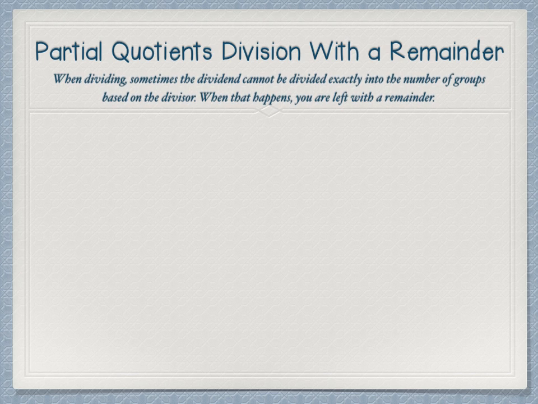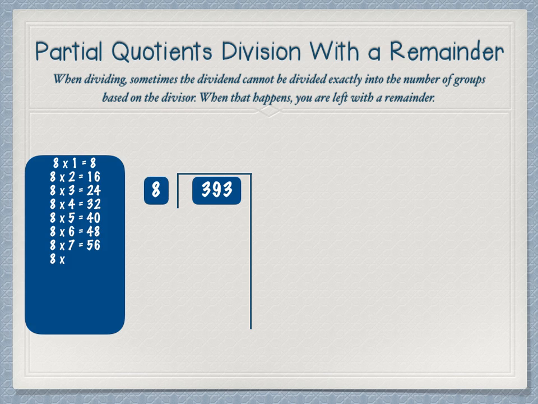When dividing, sometimes the dividend cannot be divided exactly into the number of groups based on the divisor. When that happens, you're left with the remainder. So let's start with 393 and divide it by 8. So once again, let's go ahead and place the basic facts for 8.